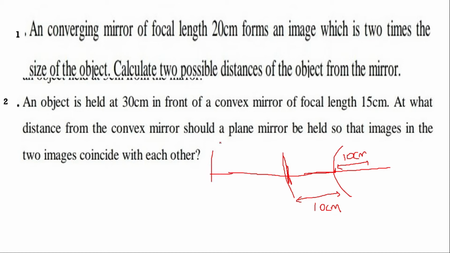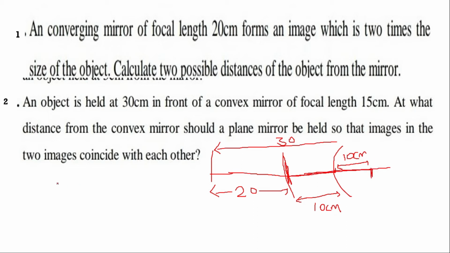30 centimeter from where? 30 centimeter from the convex mirror. This is the 30 centimeter. So what will be the distance? This distance of the object will be 20. So this plane mirror will form the image 20 centimeters behind it. So see, this is 20 centimeter.